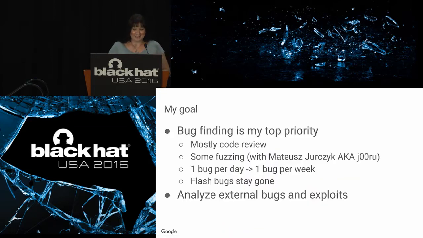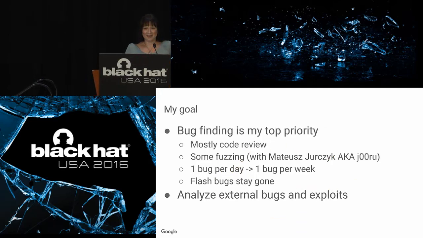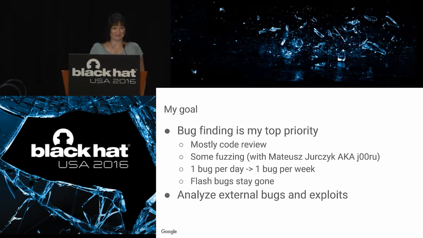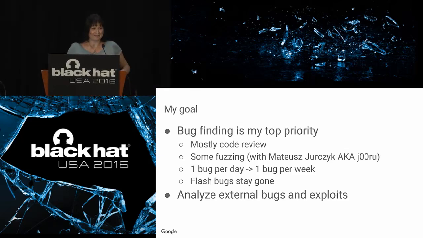Now, obviously, this isn't a very realistic goal. What I really want to do is make Flash better. And my biggest priority in doing that is finding bugs in Flash. What I want to do is find so many bugs in Flash that it decreases the density of bugs so that it becomes harder for other people to find them. I spend most of my day doing code reviews looking for bugs, but I also do some fuzzing with my colleague Matthias Hurek. When I started off looking at Flash, I was finding 1 bug per day, and now I'm down to about 1 bug per week.